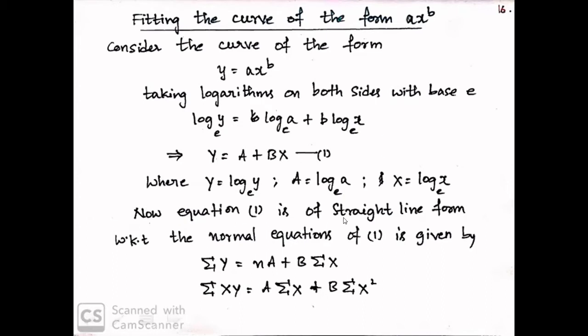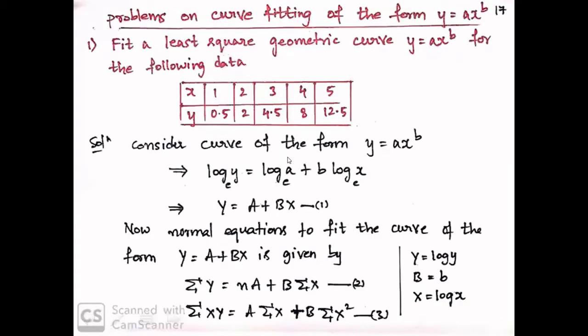Now equation 1 is of the straight line form. We know that the normal equations for the straight line are given by summation capital Y is equal to n into capital A plus capital B into summation capital X, and summation capital X into capital Y is equal to A into summation X plus capital B into summation X square. So these two are the normal equations to fit a line of the form equation 1. Okay, now we move to the problems on the geometric curve.